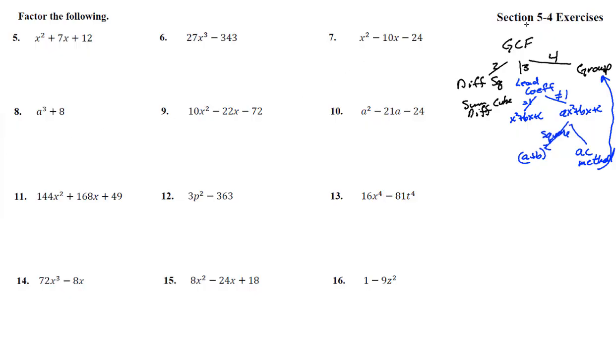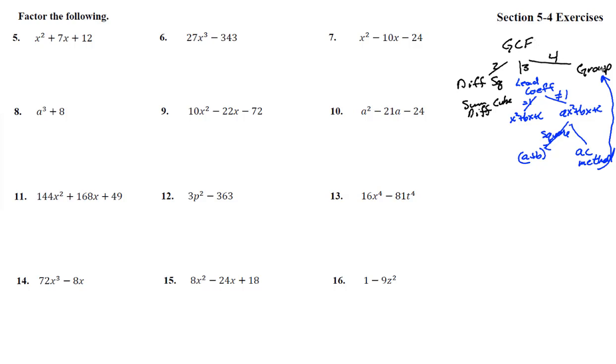Here we are in section 5-4, exercises 5 through 16, and all sorts of factoring going on here. So here's this microcosm of the chart to make sure that we can pick which method is going to happen with which one. They will all start with greatest common factor. First and foremost, we got to try that.